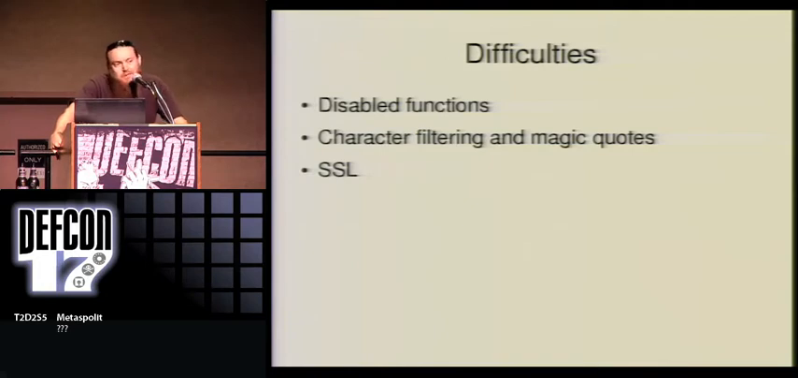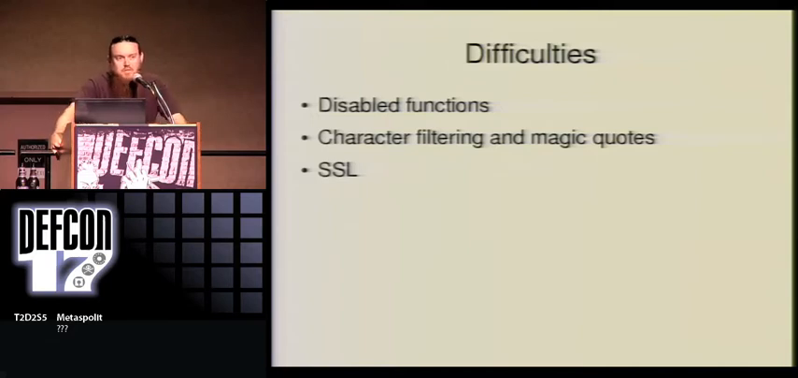Another big problem is character filtering. Magic quotes is a huge pain because it doesn't let us use quotes in an eval payload. And we want all of this stuff to be as transparent as possible. We just throw up a blob of PHP, and I don't care if it was an eval bug or a file upload bug or a remote file include. I don't care. I just want it to run my code. I just want my shell. I don't care how you do it.